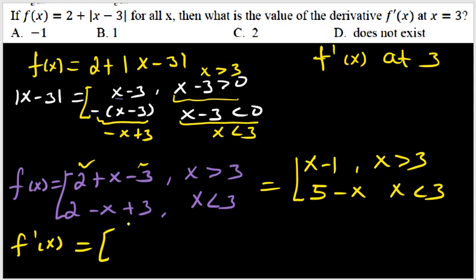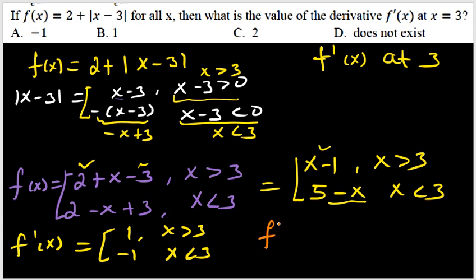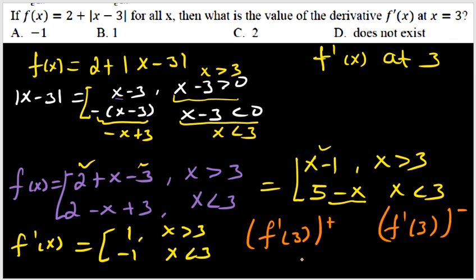The derivative of this function will be either 1 or negative 1. The upper derivative is 1 and the lower derivative is negative 1, when x is greater than 3 and when x is less than 3. This time, the derivative of the function at 3 from the right side and from the left side: from the right side it must be 1, from the left side it must be negative 1, as you see here. So they are not equal. So the right hand and the left hand derivative at that point are not the same, which means the derivative of this function at the point 3 doesn't exist.